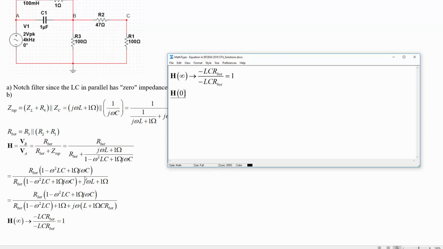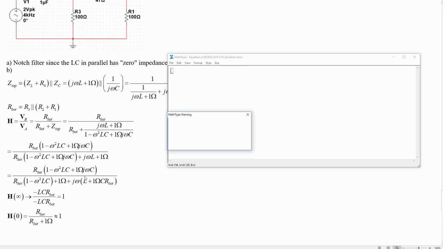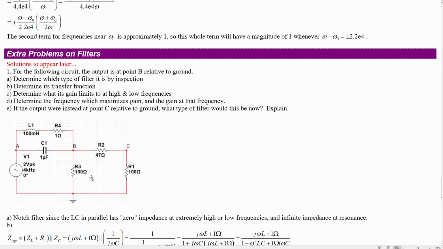H at 0 is going to be equal to R bottom over R bottom plus 1 ohm, which is, you know, close to 1. It's approximately equal to 1, but not quite. And that's our gain at high and low frequencies.